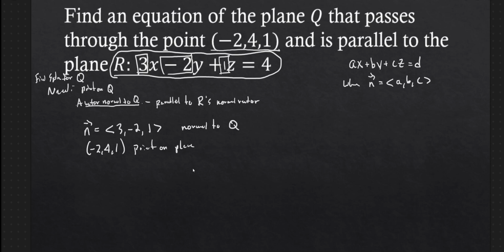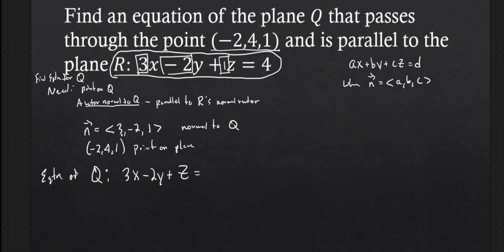All right, let's put this together. So the equation of Q looks like, here's my normal vector. It'll look like 3x minus 2y plus z. So notice this part is exactly the same. Parallel vectors. This part can look the same. It doesn't have to, but that's an easy way to do it.